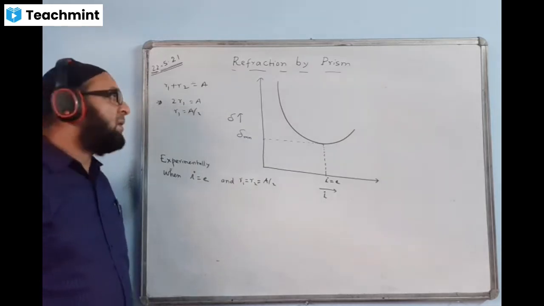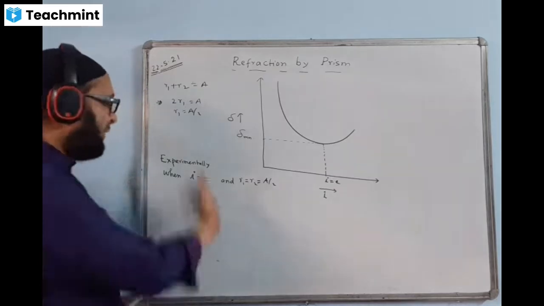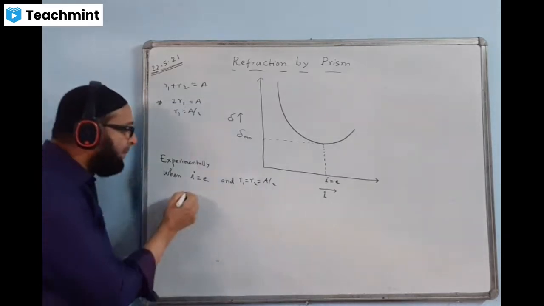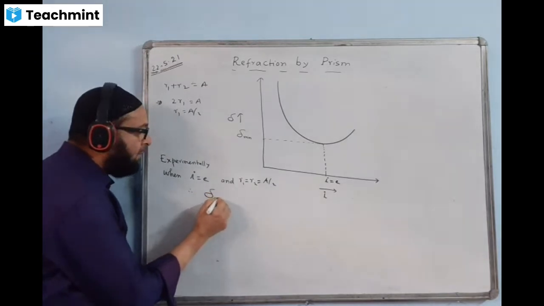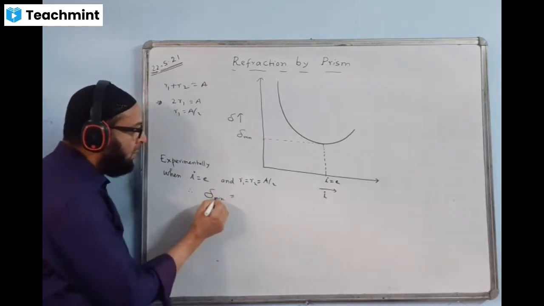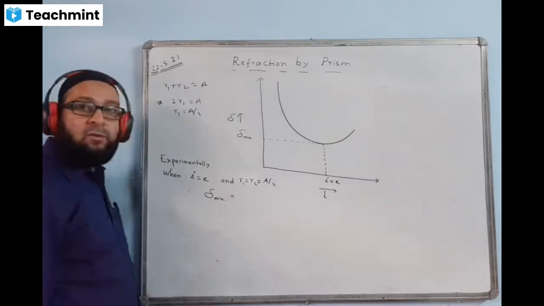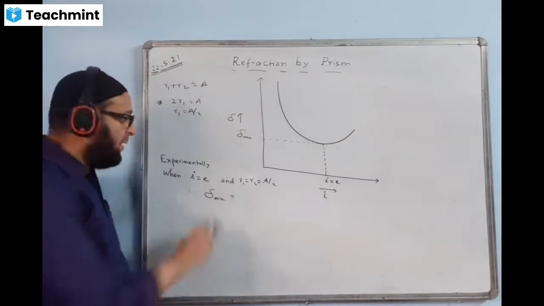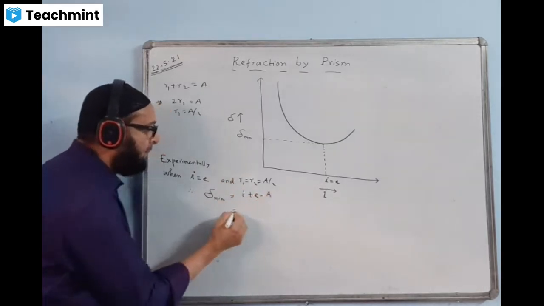Then only the angle of deviation is found to be minimum. Okay, now further continuation, let us see what is that minimum value. We'll check that. Therefore, delta minimum equals, just now we derived the formula delta is equal to I plus E minus A. So here also I write the same way. First let us write I plus E minus A.